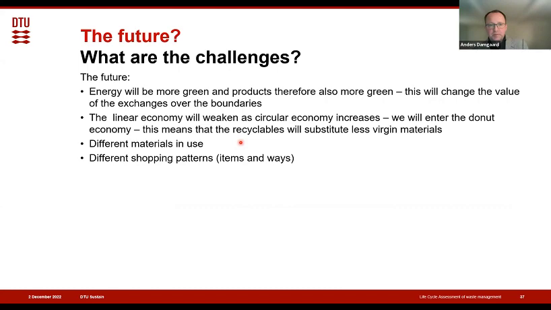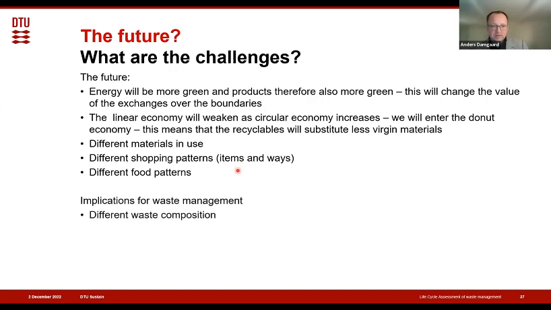We have different shopping patterns. We'll have different items, different ways of shopping, which means we will have different waste composition, more and more e-commerce, meaning more and more cardboard. And we will have different food patterns, which means that the type of food waste will also start to change. For waste management, as I said, we will have different waste composition, we will have different technology focus on what we should do, and it will give us an uncertainty in what the value actually is when we recover these materials.